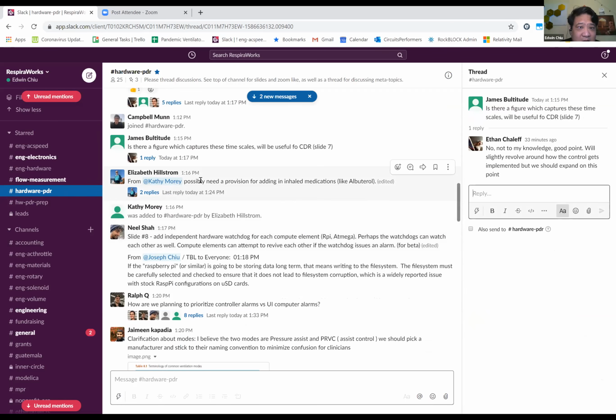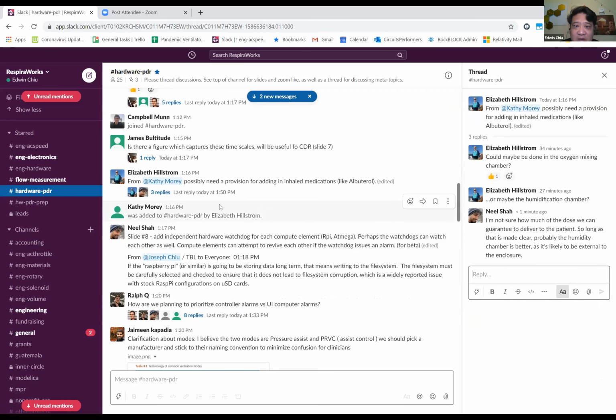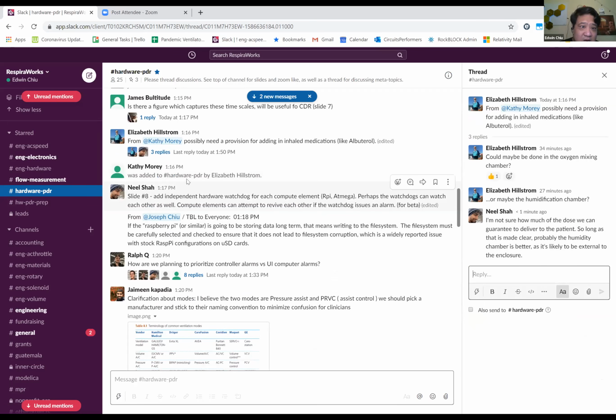Okay, from Kathy: possibly need a provision for adding inhaled medications. Yep, we mentioned that, so we'll try to keep an eye on that, because that's definitely something that most ventilators provide.